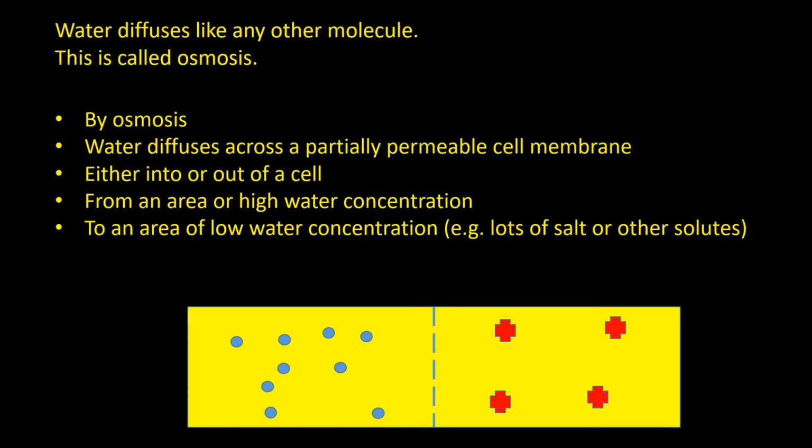On the left hand side of this partially permeable membrane, we have water molecules. And on the right hand side, we have a very low concentration of water. There's none there, but we've also got other molecules that would dilute the water. So we've got a high concentration on the left. Those water molecules will move around or diffuse, and you'll get greater net movement across the membrane into the right hand side. So by osmosis, water diffused across this partially permeable membrane, entered into this cell from an area of high concentration to an area of low concentration.